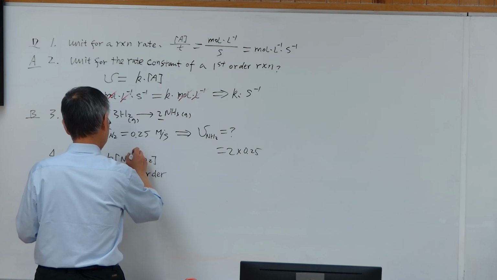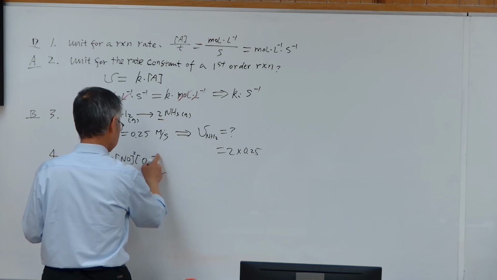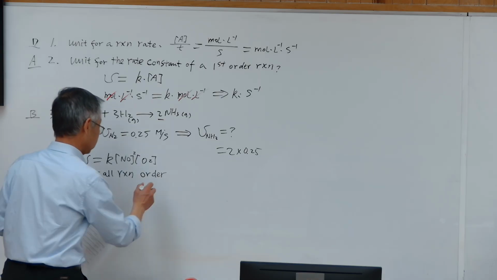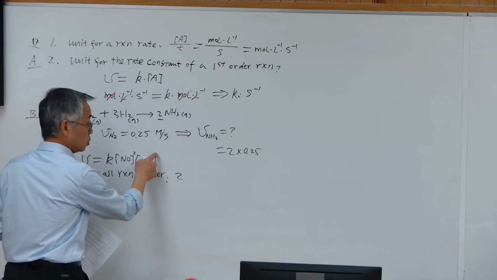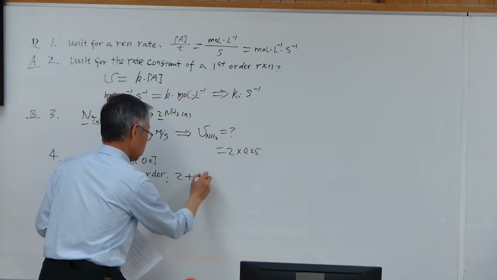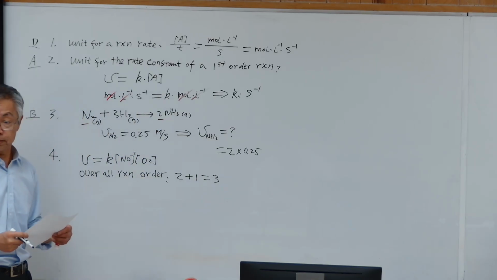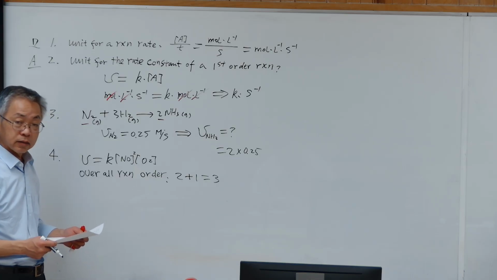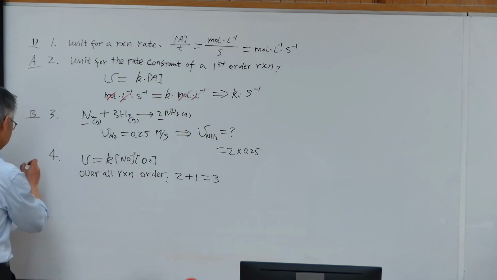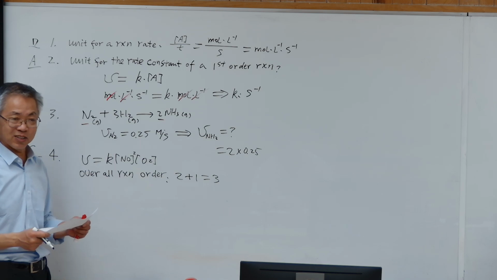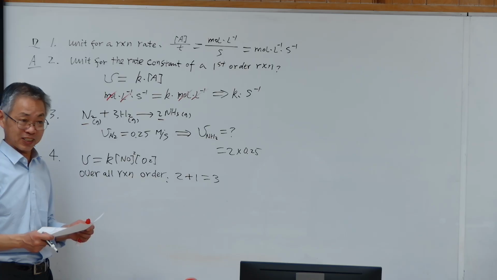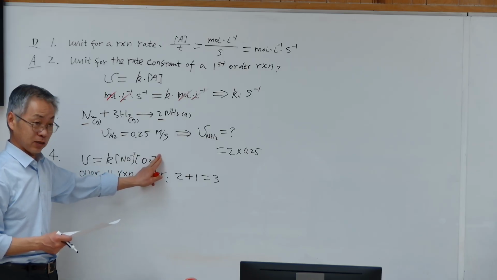This also has NO squared, 2. Cl2 with no number means 1. Then what is the overall reaction order? 2, and no number means 1. The total should be 3. Okay, then you choose C, which is 3 for reaction order. Are you okay with this? This is a very simple question. Don't just neglect this. No number means 1.